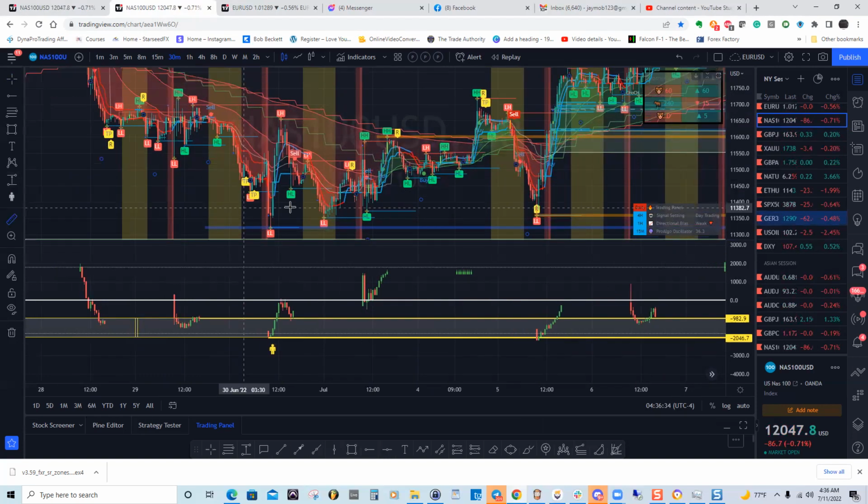How many pips did it go up? It went from here to here. That's 297 pips. So at 0.01, you would have had 29 bucks. At 0.10, you would have had $290. Not many people trade 0.10 on NAS, but that's $300, 300 pips. So 0.5 would have got you 150 bucks. You'd have made 150 bucks in an hour if you had known that.